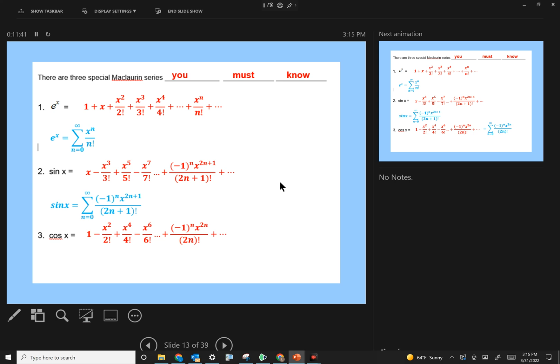So e to the x has all the powers. It's exponential. Sine is just the odd ones. Cosine is the even ones. And so you have to know that cosine starts with the 1 because it's kind of like the zero term. Still alternating, so still -1 to the n, but this time we said x to the 2n because that's how you make it always be an even number.